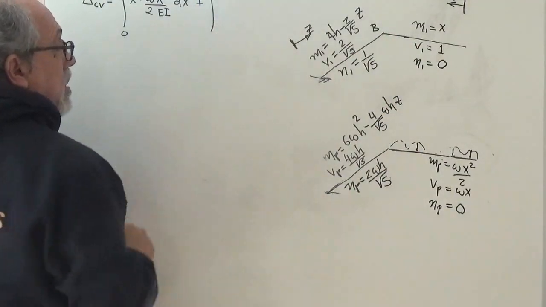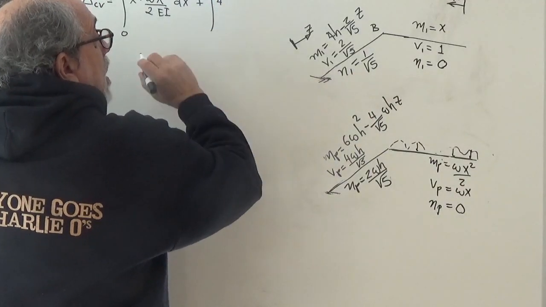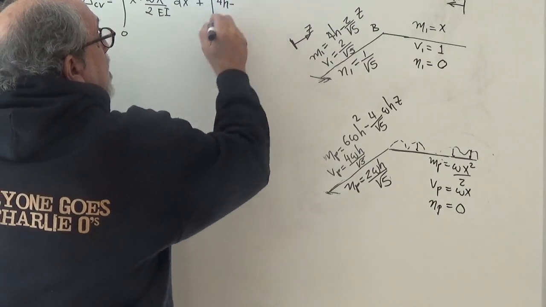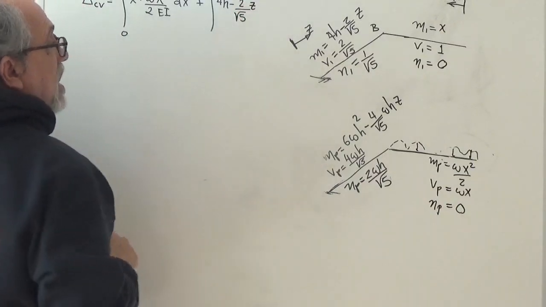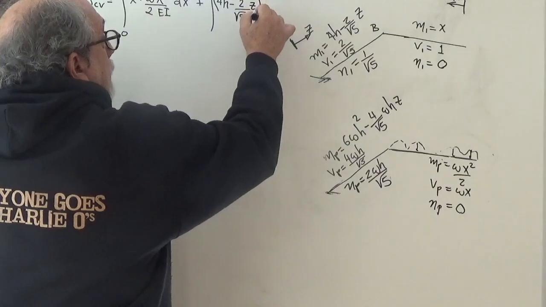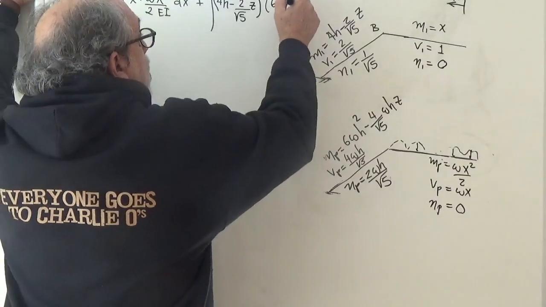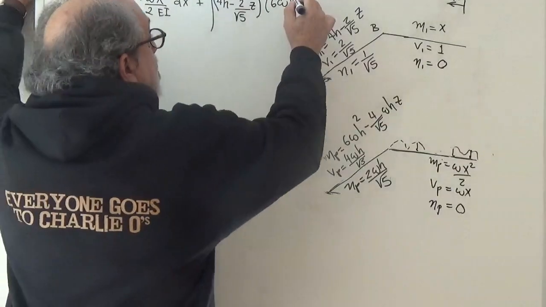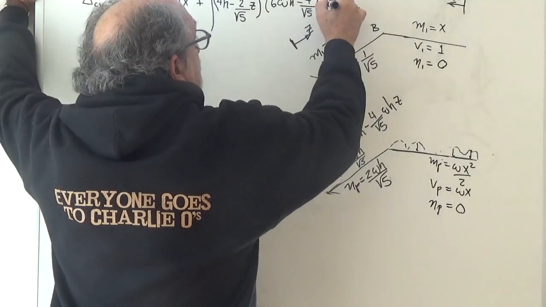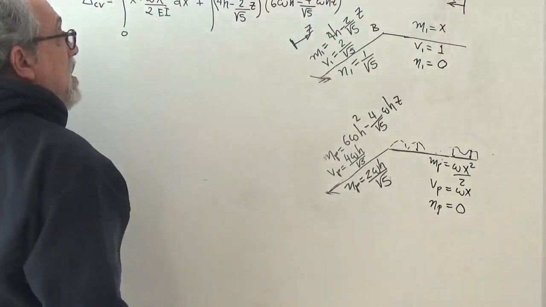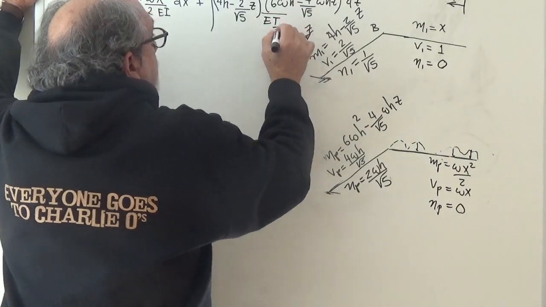Plus the integral. We have to do this bar bending now. M1, 4h minus 2 over square root of 5 z, that's M1. MP is 6 WH squared minus 4 over square root of 5 WHZ, close parentheses, dz over EI.